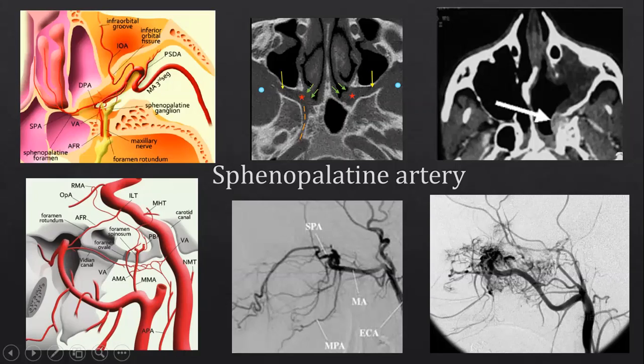ENT surgeons are more used to dealing with it, especially for someone who has epistaxis. This is the artery which gets ligated. Also, it is an artery which neurointerventionalists would embolize for persistent epistaxis, or also in this patient who has got a tumor which is supplied by this very enlarged sphenopalatine artery. You can see comparison between those two sites.